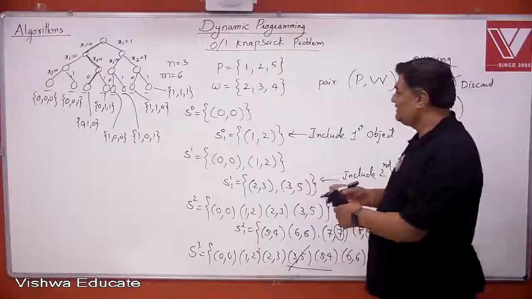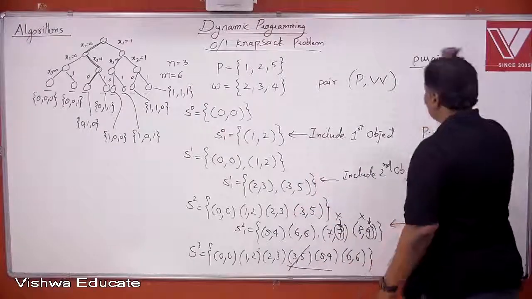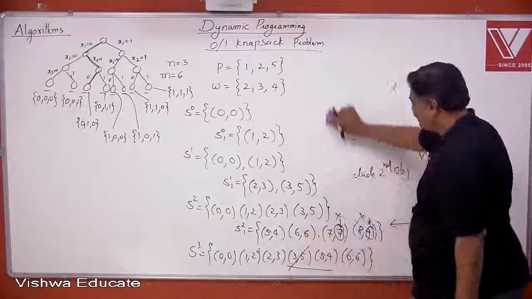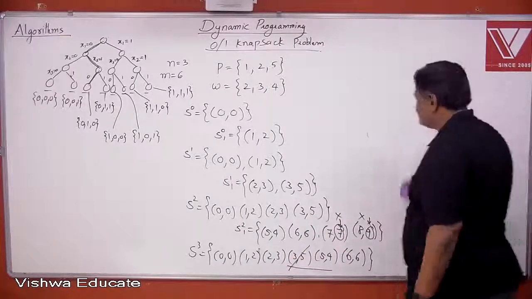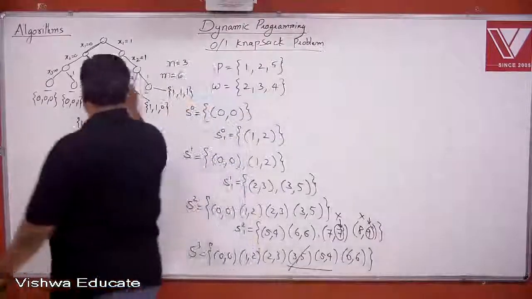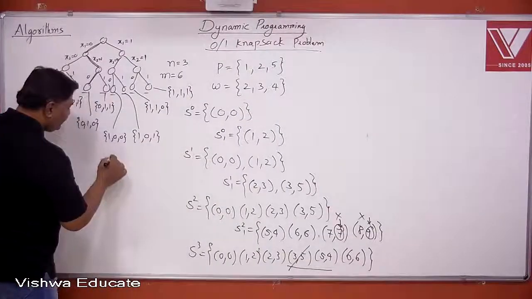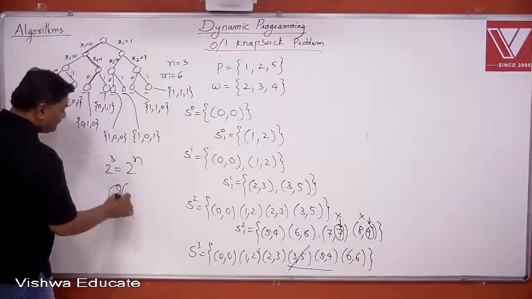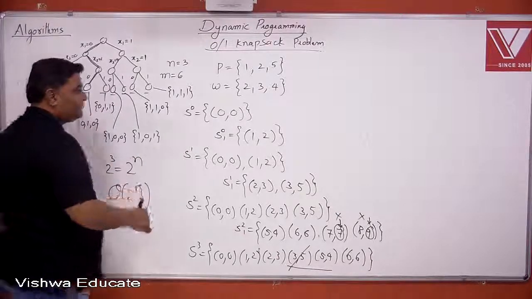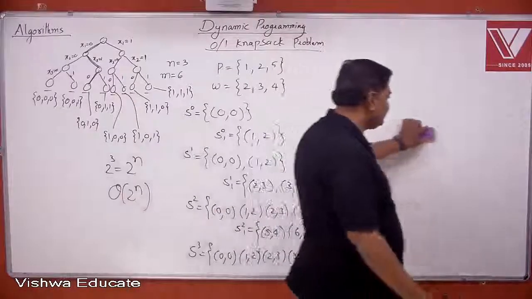Now you can copy that if you want. Then I'll show you how to find a solution. Quickly, let us do it. One thing I will tell you. We found all possibilities for 3 objects, 2 power 3. So this is 2 power n. So the time taken by this procedure is 2 power n. It is exponential.